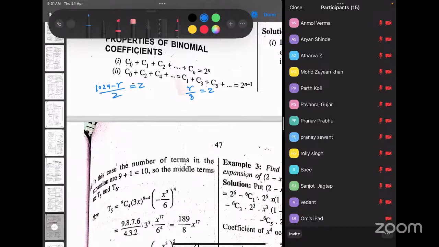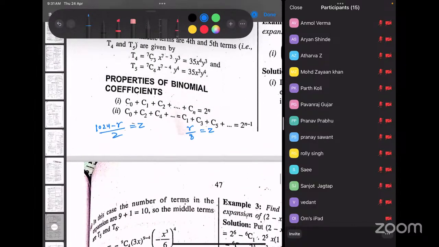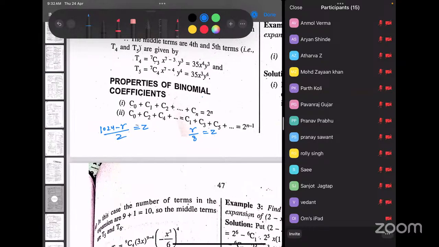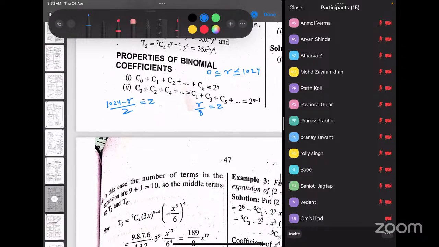And we are taking power 1024. So 1024 means the value of R can vary from 0 to 1024. If you take 0, this will be an integer. If you take 1, this will not be an integer. In this case, you have to take multiples of 8.